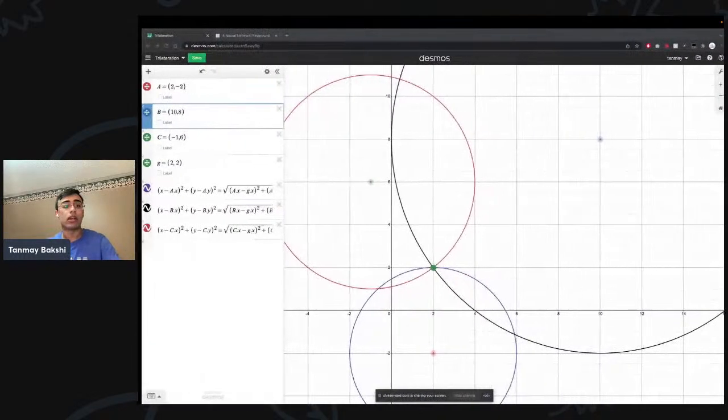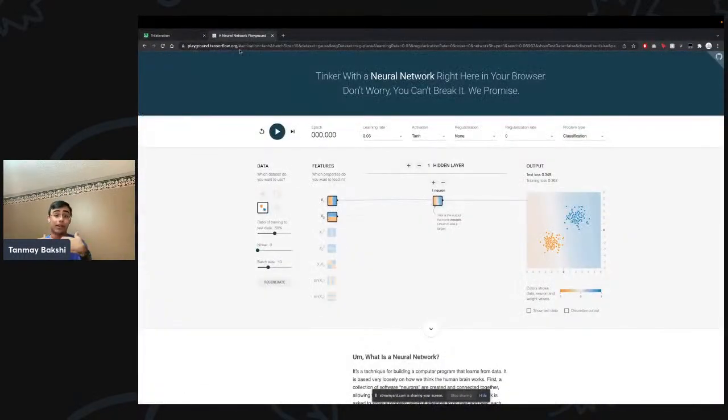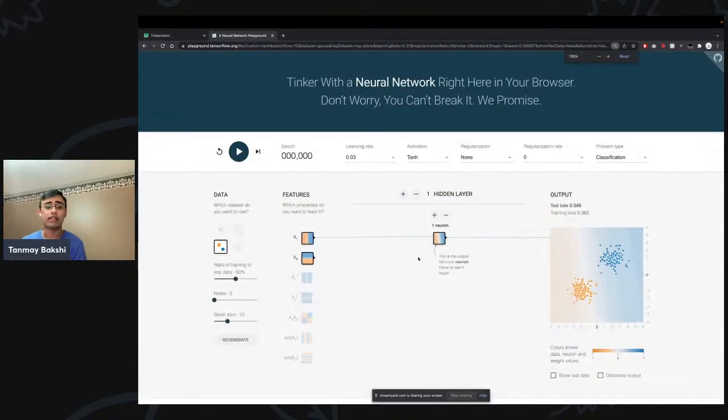That's trilateration. I would also very much encourage you to play around with a website known as the TensorFlow Playground over here. This helps you understand neural networks themselves a little bit better, right? So for example, over here, what we've got is a very simple visualization of a neural network.